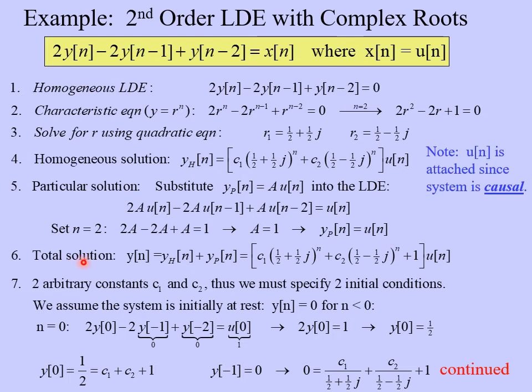So the total solution to this difference equation is the sum of the homogeneous solution and the particular solution. So here it is written out. We have solved for each of these in the above steps. Now the two arbitrary constants C1 and C2 can be solved assuming we have two initial conditions. If we assume that the system is initially at rest, y of n is equal to 0 for n less than 0. So for example, with n equals 0, I can plug that into the difference equation here.